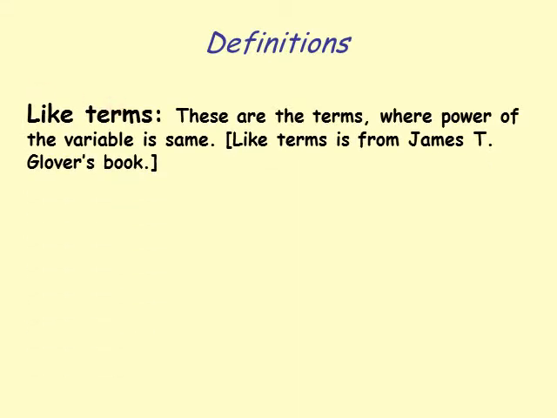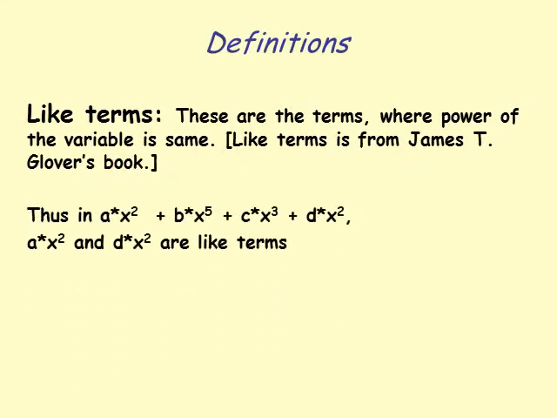Let's do some definitions here. Like terms, this is the term used by Glover. These are terms where the power of the variable is the same. We'll call it the same flag value. Like terms is from James T. Glover's books. Okay, let's continue here.